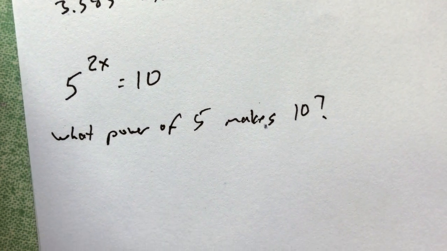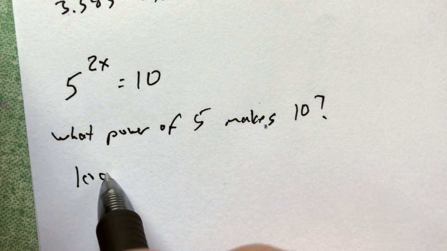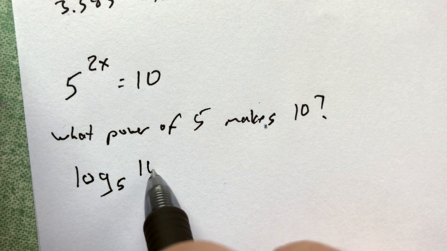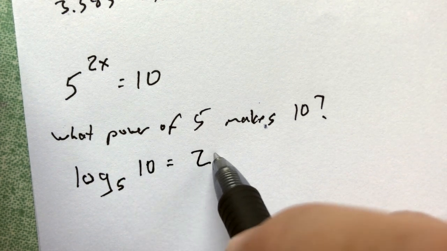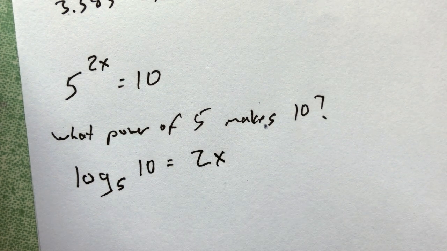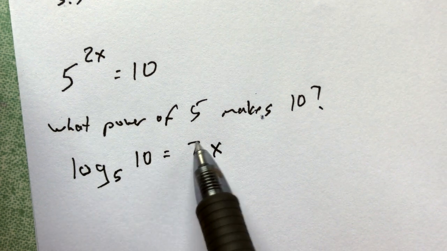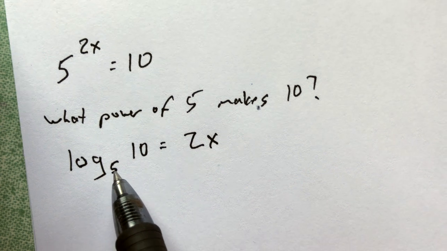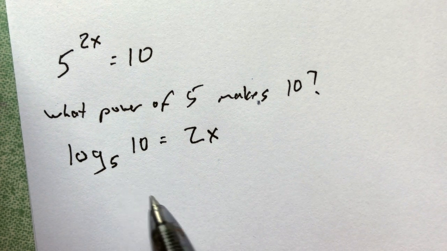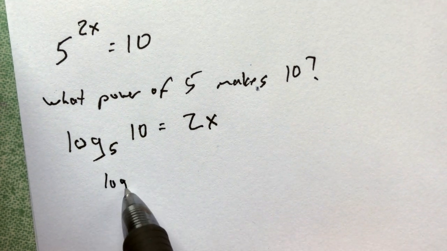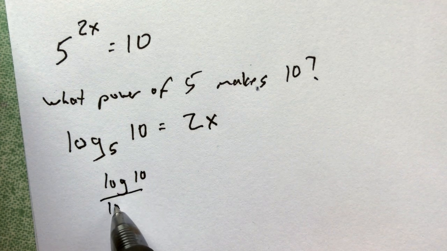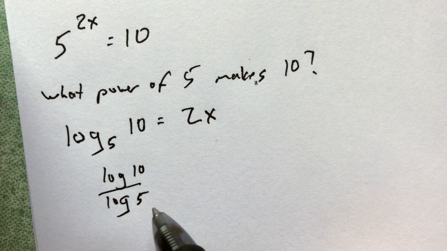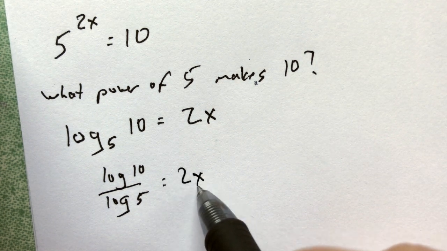That's a logarithm. What power of 5 makes 10? Well, that's going to be whatever that exponent is. That's going to be 2x. So what power of 5 makes 10? That's what my exponent of 2x equals. You can do the change of base formula. I'll write it down as the change of base formula problem just to get some extra practice. So we can turn that into log of 10 over log of 5, just with common logs, equals 2x.